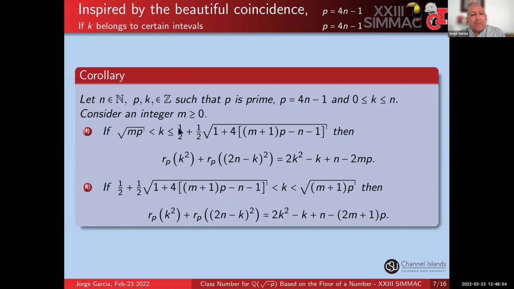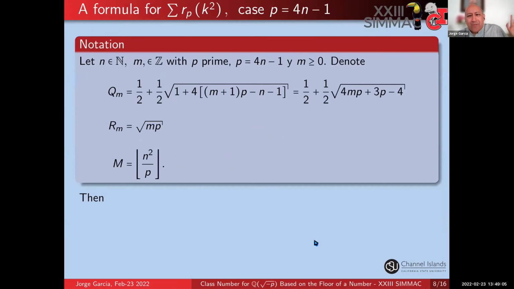So I'm going to rename these numbers, these endpoints. I'm going to call this Q and this R for root, Q for, because I had a girlfriend whose name was Quantanella. No, I'm just kidding, all right? I'm just putting those names like that.